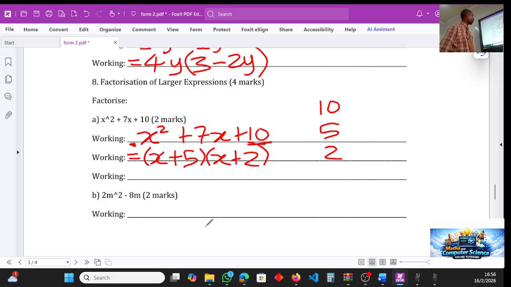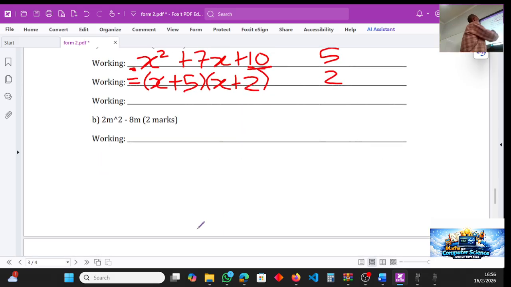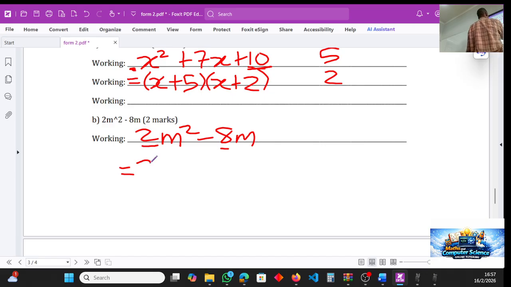Then moving to B, where I'm having an expression 2m squared minus 8m. So the procedure is still the same. I've got 2 and 8, and both are multiples of 2, so 2 becomes our HCF. Like we did on the previous one, I've got the variable m, and I don't see an exponent. It means the exponent is a 1 there. So that's the smaller one, which will become our HCF.